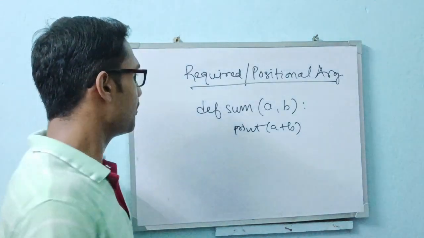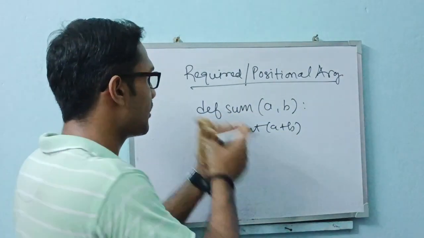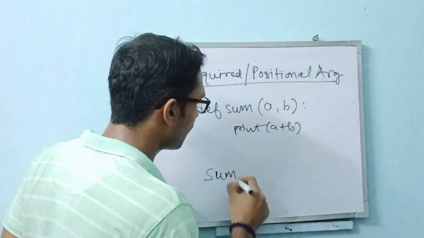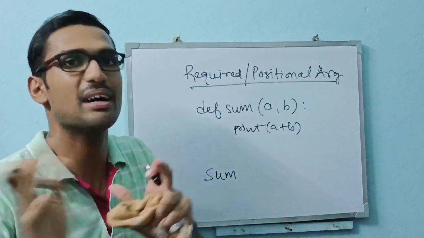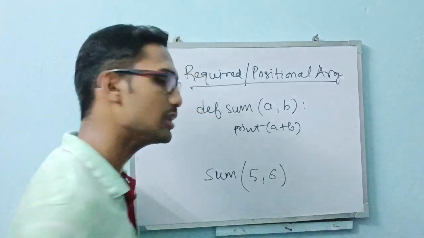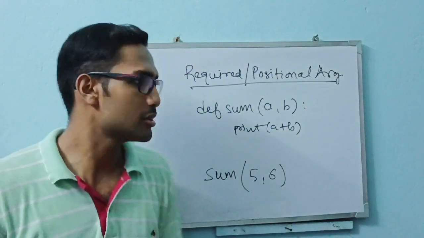So let's start. This is the function definition. Now I need to call this function. So how to call a function? Just write the name of the function and pass the parameters. Suppose the parameters are 5 and 6. So this one is the function call.